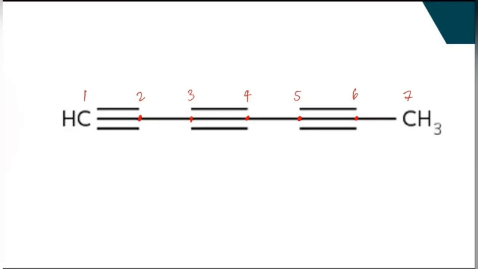So the root word will be hepta, and after it, there are 3 triple bonds, so we will use tri, then the suffix yne. Heptatriyne. Okay, heptatriyne. Then the location of these triple bonds.